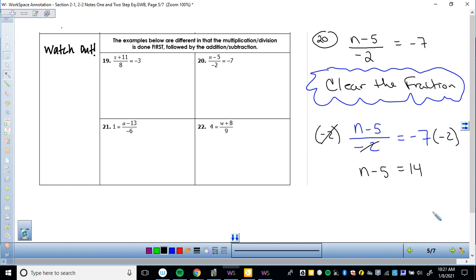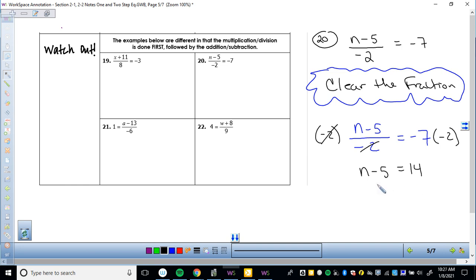Now we have one step left. Layla? Me or the other Layla? Oh my gosh, I have two Laylas. I do. I don't know last names, but I do know first names. Layla, who is wearing glasses today. What do I do, Layla, with glasses?